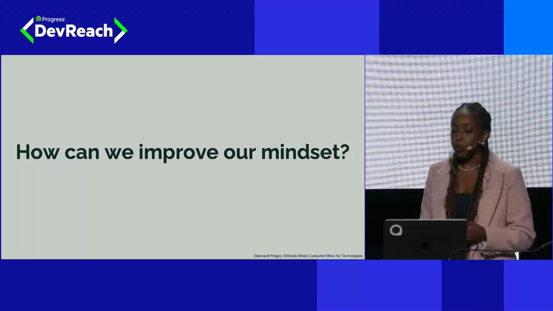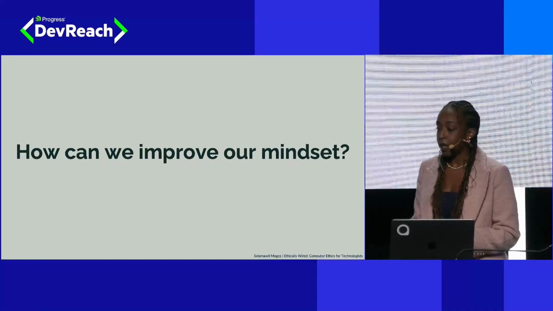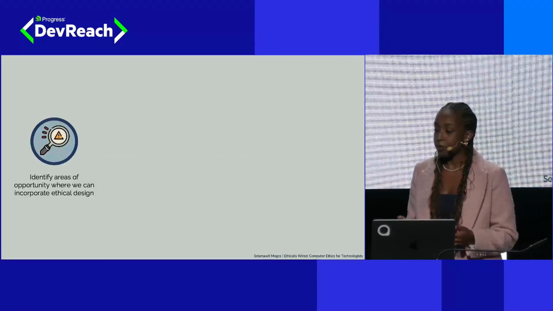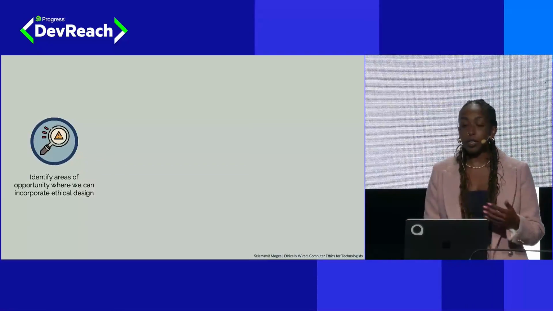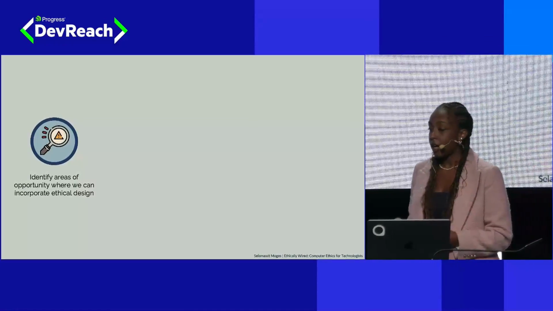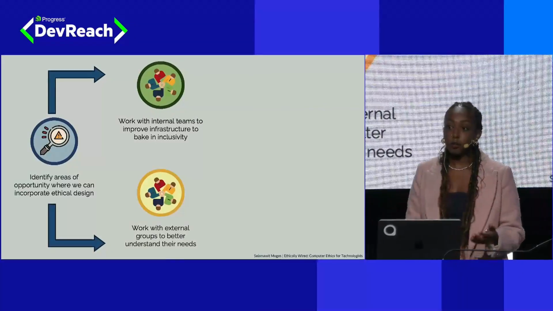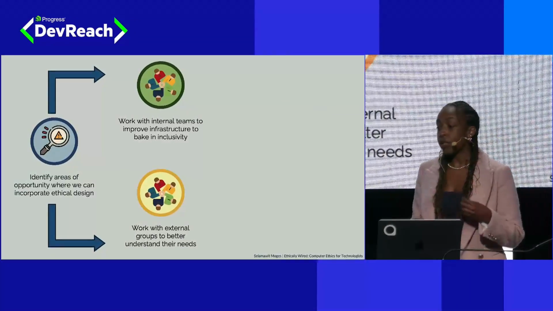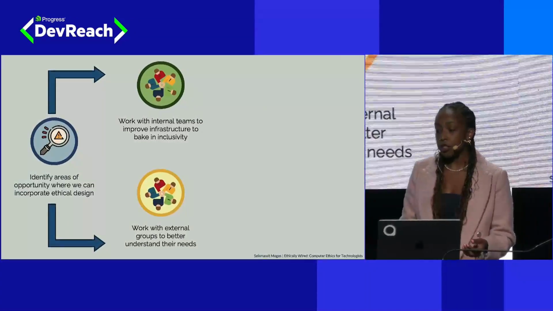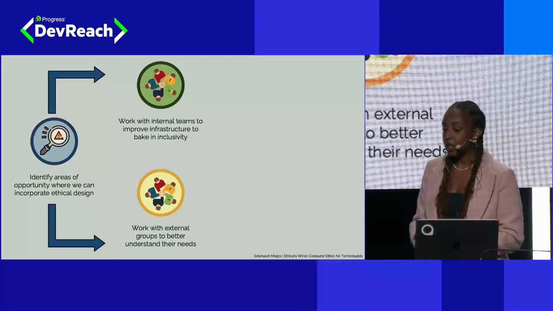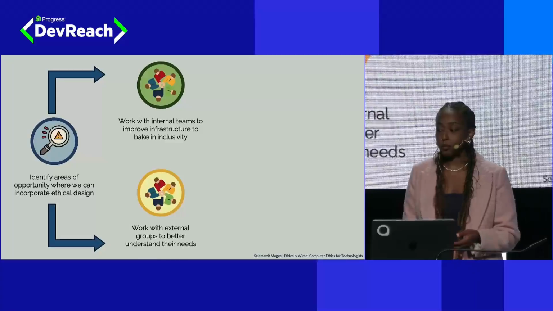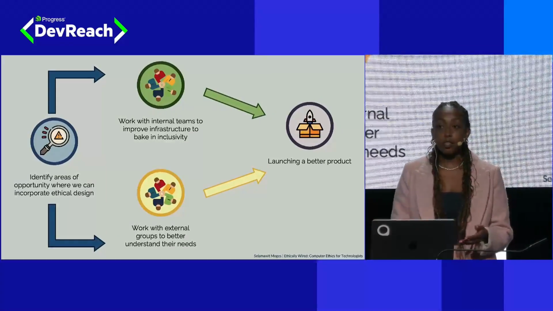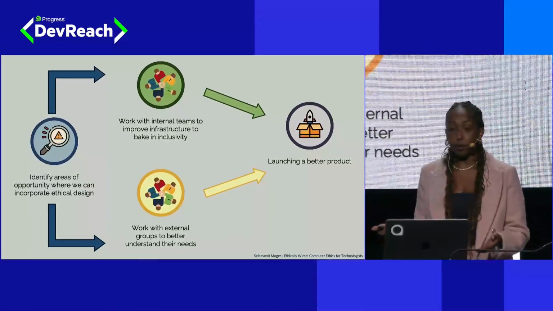Now, how can we improve our mindset overall? And we can do this in a couple of steps. So first, we should identify areas of opportunity where we can incorporate ethical design. And either in parallel or in succession, work with internal teams to improve infrastructure, to bake in inclusivity, and work with external groups to better understand their needs. And ideally, these things will help launch a better product.